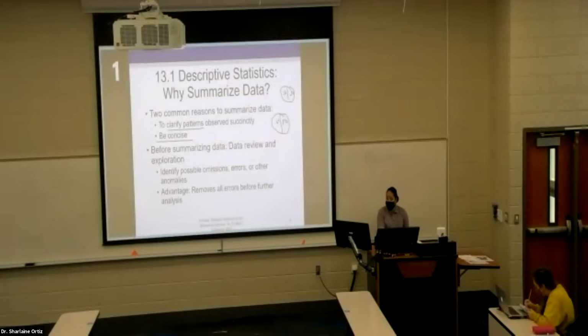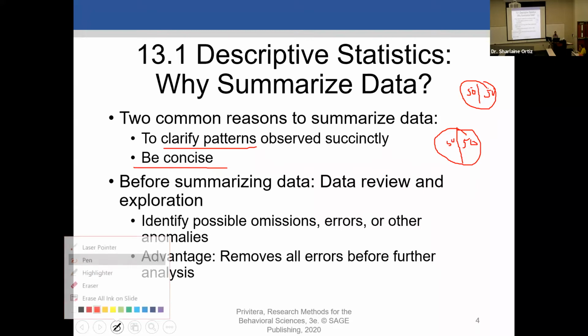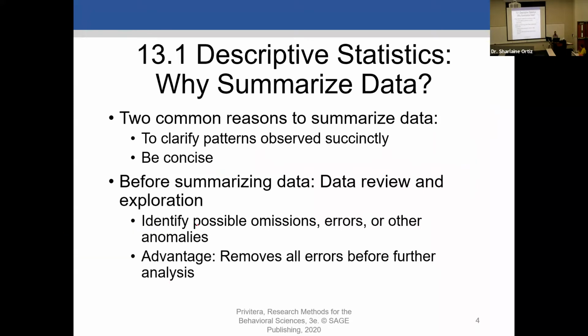Now, in order to provide that summary, in order for us to be succinct, we need to make sure that several things occur. Before we conduct that summary, we must review that data. You want to ensure that you are reviewing it. You may say, well, how exactly do I review?